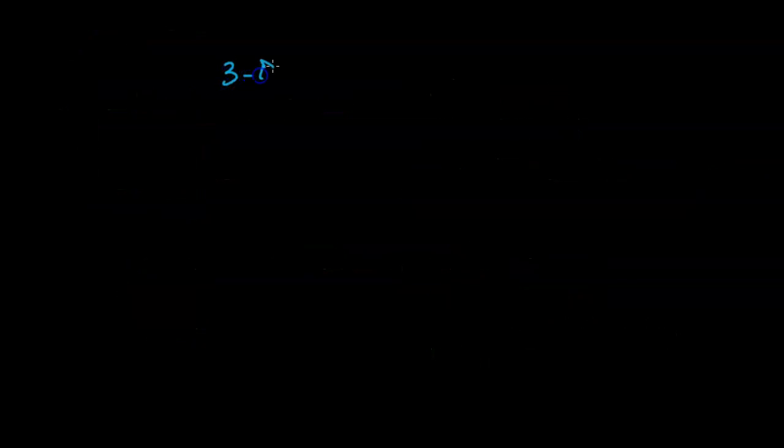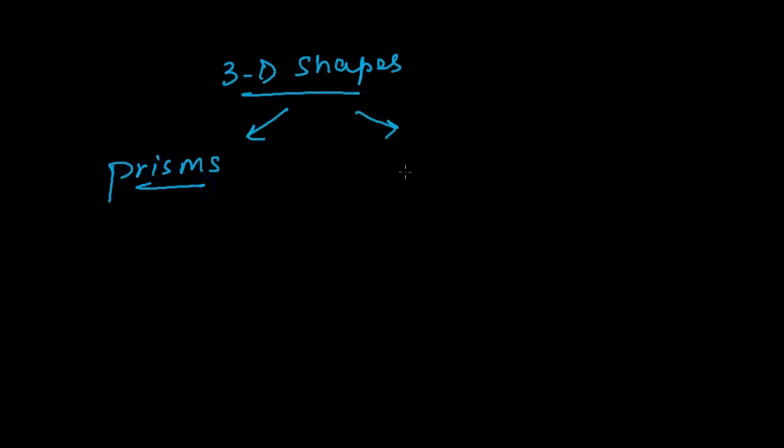Let's talk about 3D shapes now. We discussed earlier that 3D shapes are going to be two types. One is prisms and one is pyramids, and 3D shapes would always be able to hold something inside them. Now how do prisms look? Prisms would always have two same bases opposite to each other.